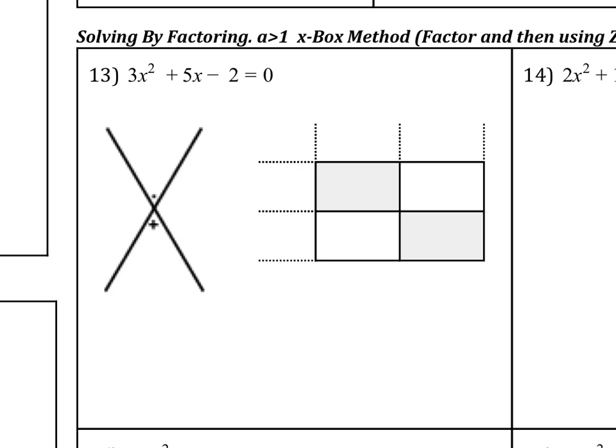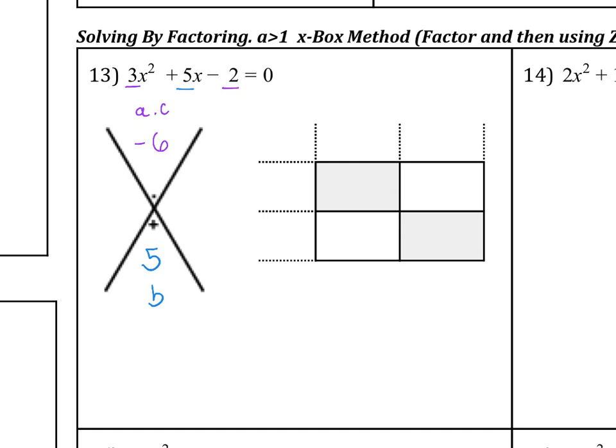So let's solve by factoring. In this case, we notice that our a value is not 1. Remember that we're going to use what's called the reverse box method. The top is always a times c, so 3 times negative 2 is a negative 6. And then the bottom is our b value, which is 5.